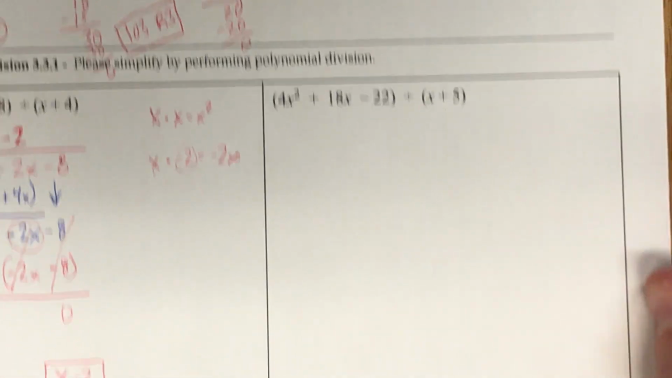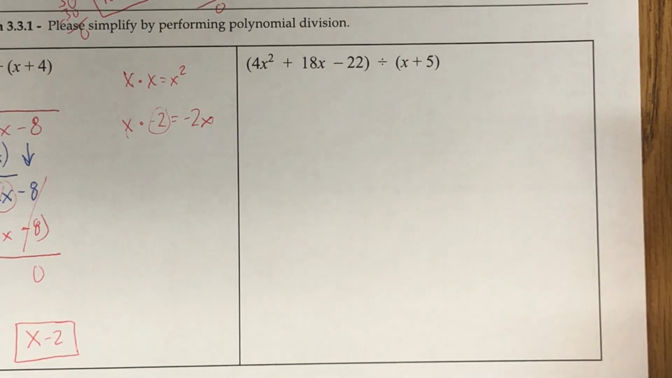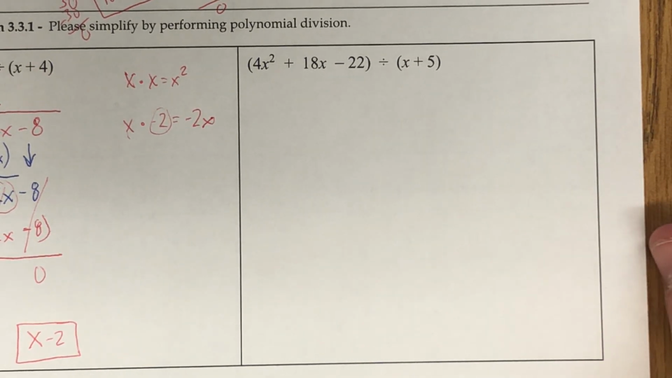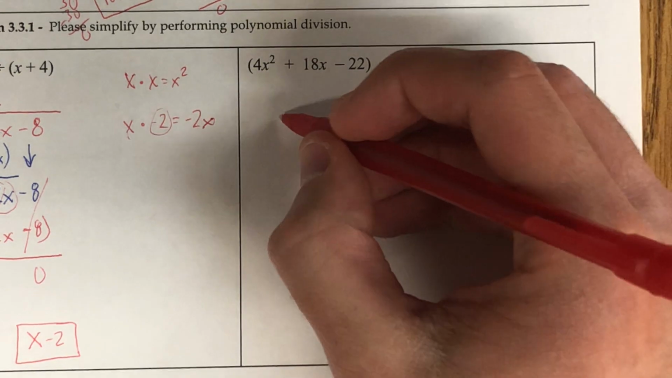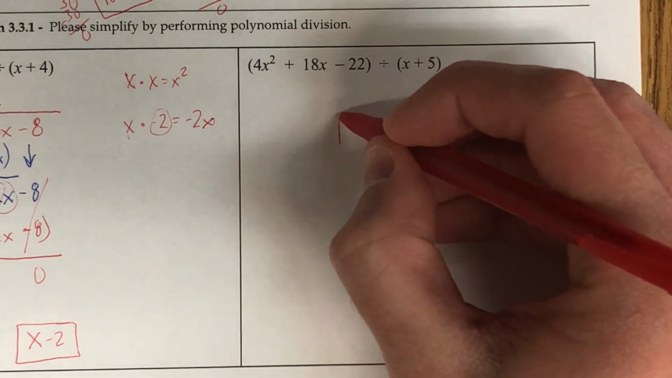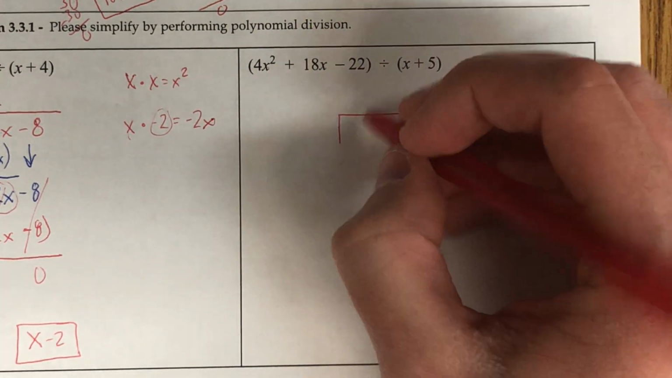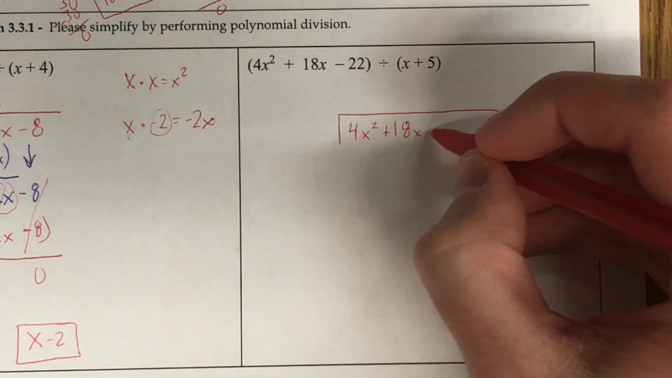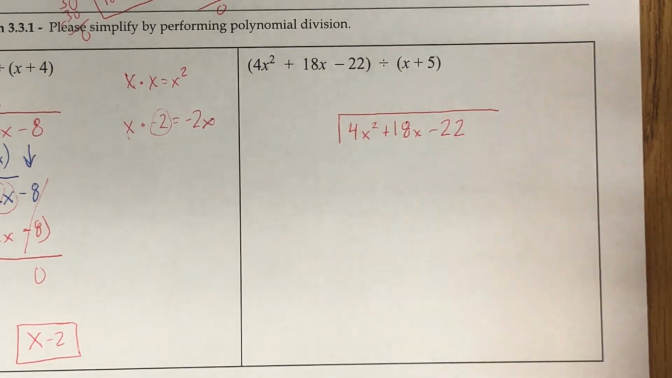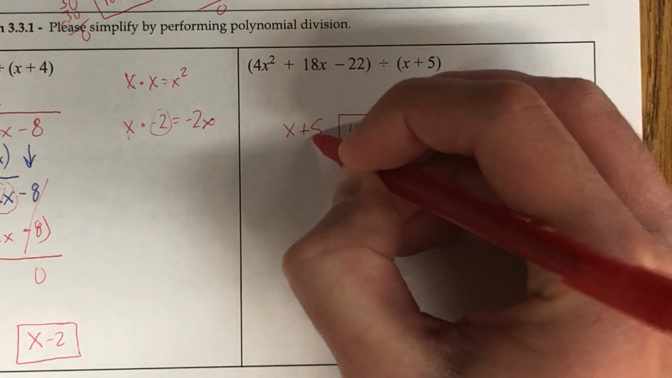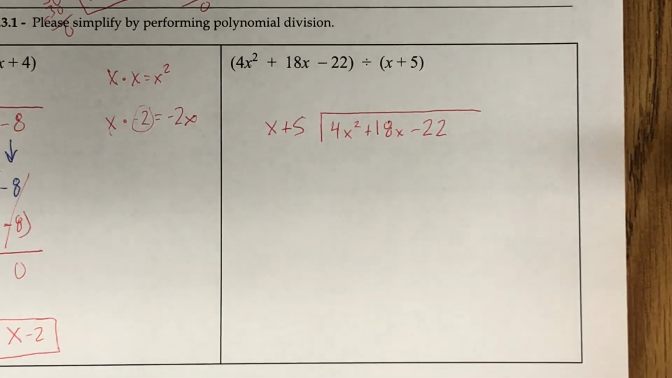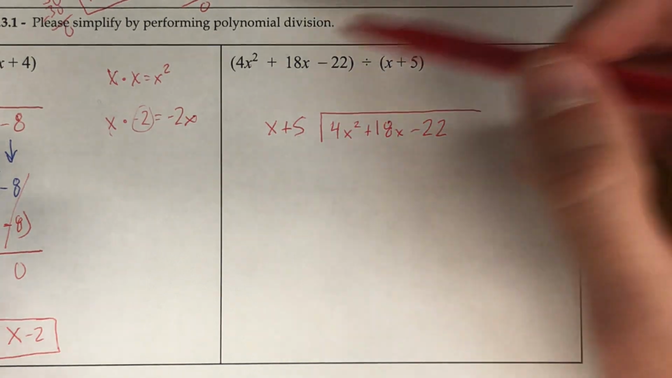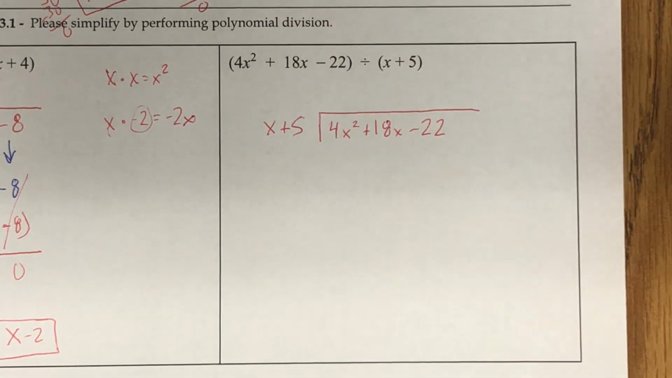So here we go. I have 4x squared plus 18x minus 22 divided by x plus 5. Let's start by setting it up. With long division, we have 4x squared plus 18x minus 22 divided by x plus 5. So it's this repeated process. We start with the first term of what we're dividing by.